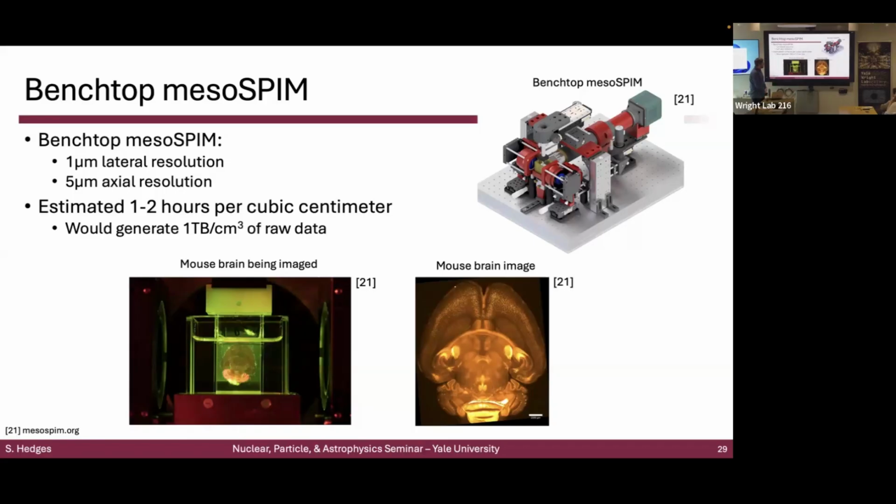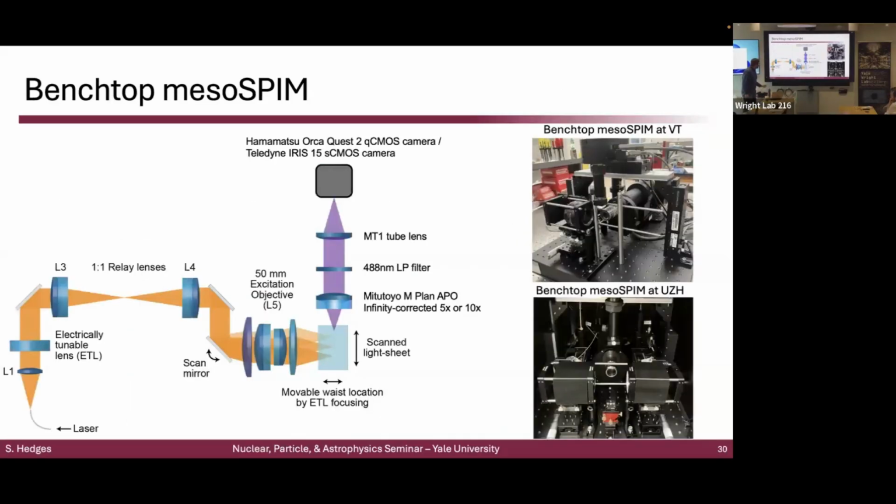And one of the advantages of this being open source is that with some of the existing light sheet microscopes, you're locked into the software that is used, and you can't really make modifications. It's hard to then get the data into a format where you can run your own analysis on it. So we've used 2 of these benchtop mesoSPIMs.